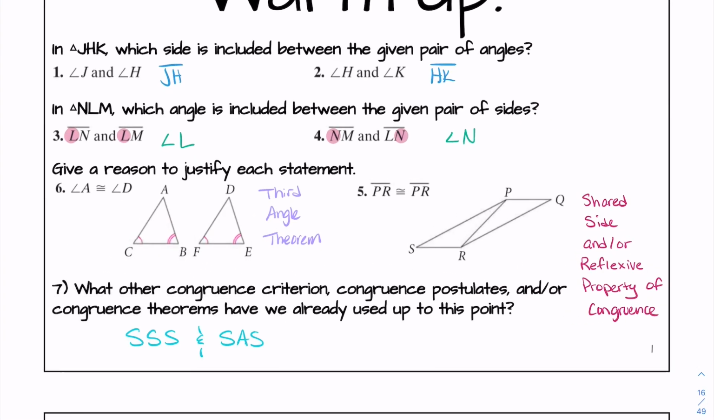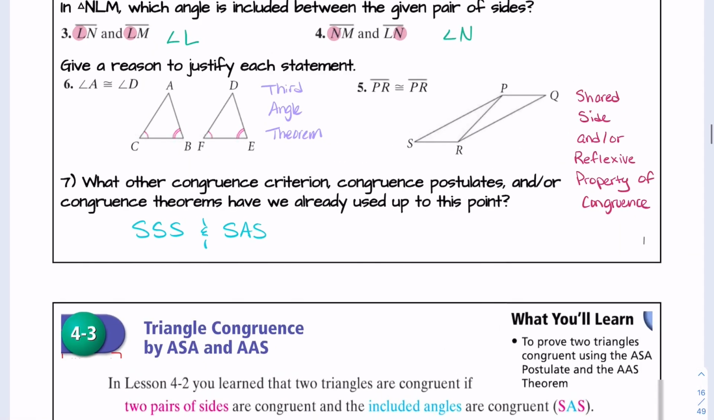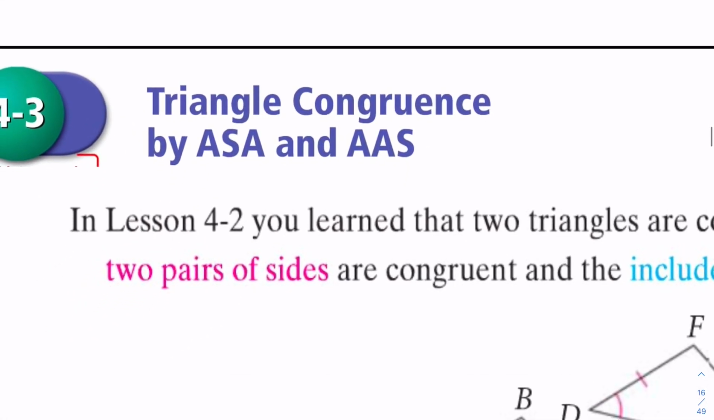All right, and what are the congruence criteria up until this point? Just prior, I talked about side, side, side, and side angle side, so that's all we know as of yet. Those are the theorems that we know about at the moment. So what are we learning today? We are learning angle, side, angle, and angle, angle, side.